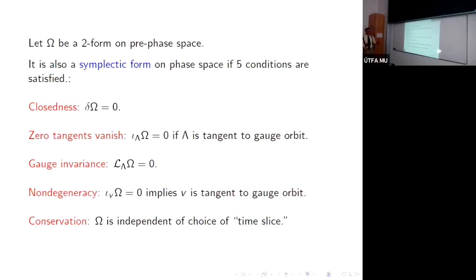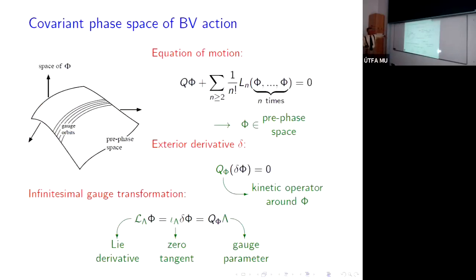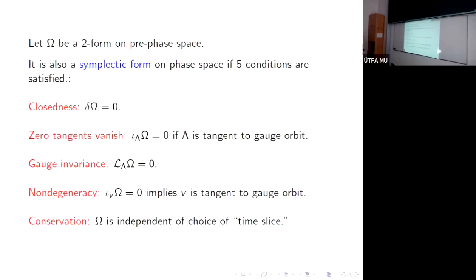So I will now explain what this actually means. I put this in quotes because it's not clear where the time slice fits in this picture, the action and these equations of motion, where there are no coordinates, no field. So what do we mean by independent of the time slice? This final condition is, as you say, a little obscure.